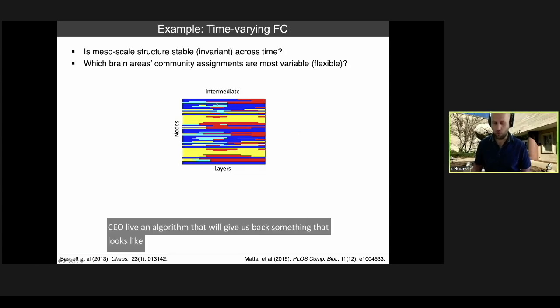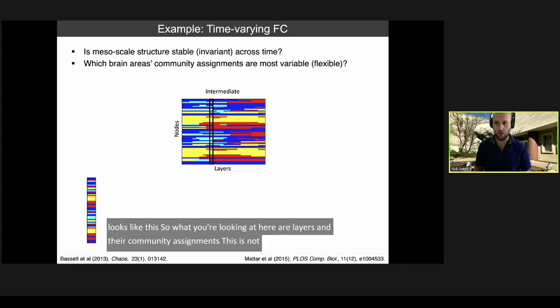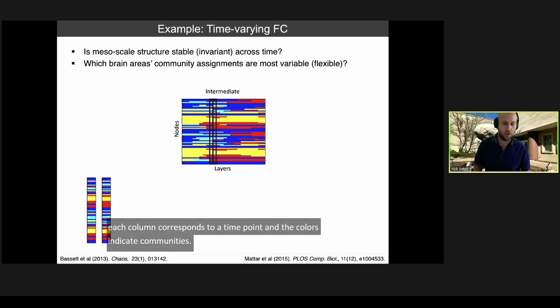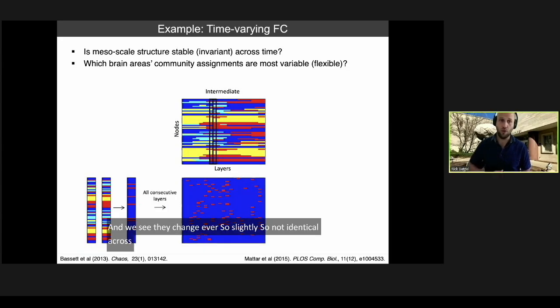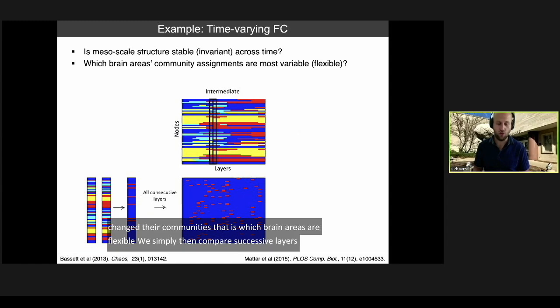So what you're looking at here are layers and their community assignments. This is not the 4 layers. I think this is something like 20 different layers now. But each column corresponds to a time point, and the colors indicate communities. And you see they change ever so slightly, so they're not identical across time. But if we want to figure out which brain areas change their communities, that is, which brain areas are flexible, we simply compare successive layers and count and identify which nodes are changing. Where are their change points?